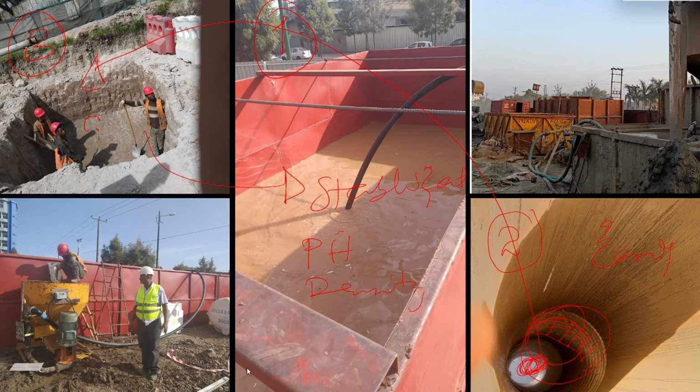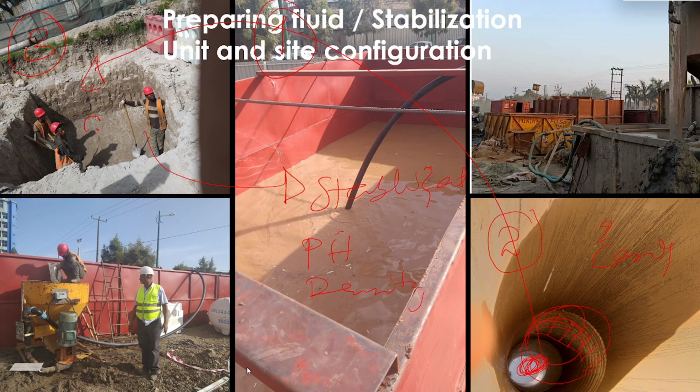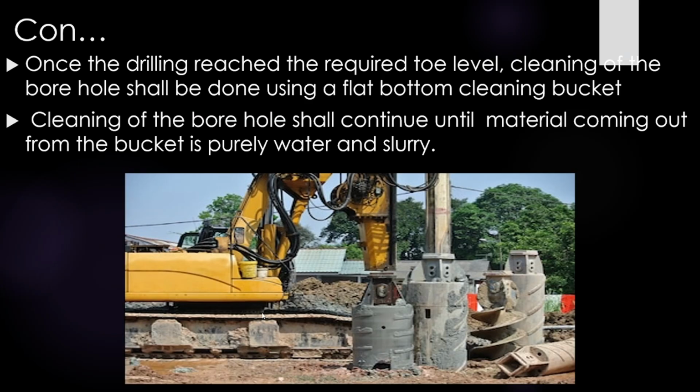foundation system. Okay, next, once the drilling reaches the required toe level, we use a flat bottom cleaning bucket. This is the bucket. Cleaning continues until the material extracted from the bucket is pure water and slurry, so that we don't have a disturbed toe level. This ensures a clear borehole, vital for the integrity of the piling process.